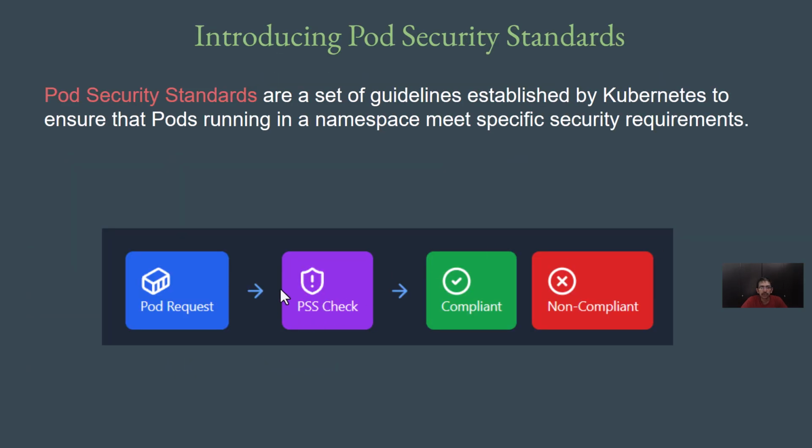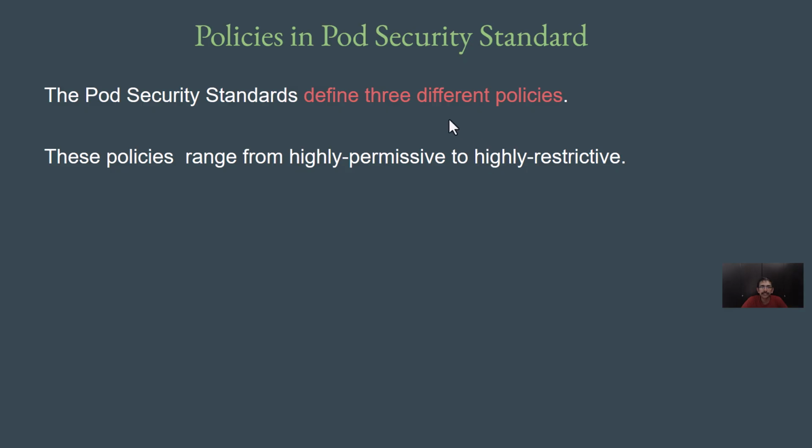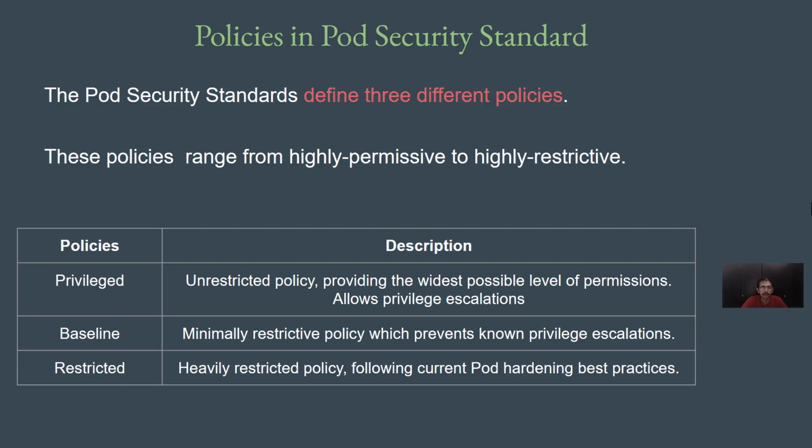So when we discuss this pod security standard check, in total, this check is based on 3 important policies. And based on this, either the pod will be allowed or it will not be allowed. Alright. So these 3 policies that we are discussing are defined and created by Kubernetes itself. And these policies range from highly permissive to highly restrictive. So at an overview, the 3 policies are: one is the privileged policy, which is more of an unrestricted policy. Then you have the baseline policy, and then you have a much more secure policy called the restricted policy.